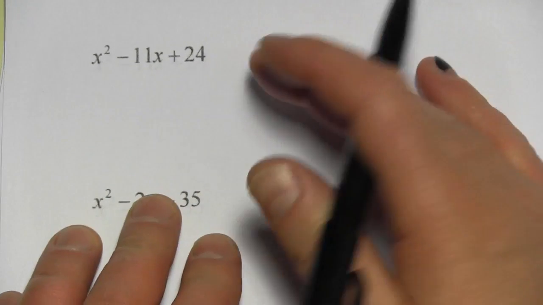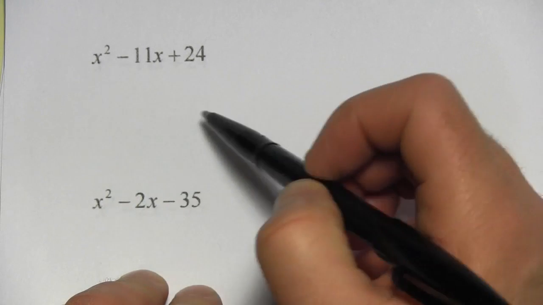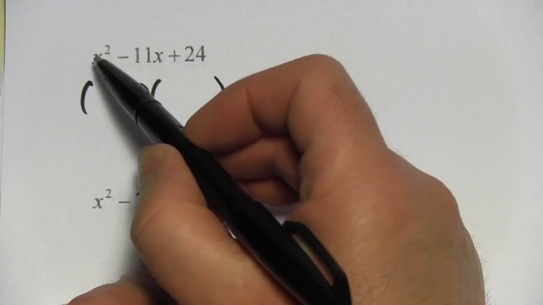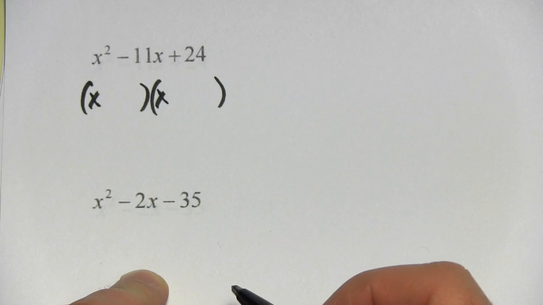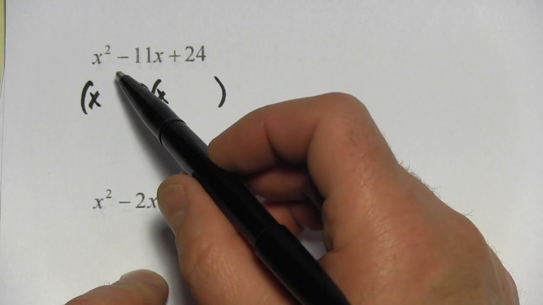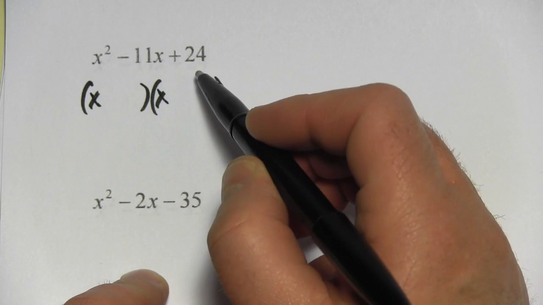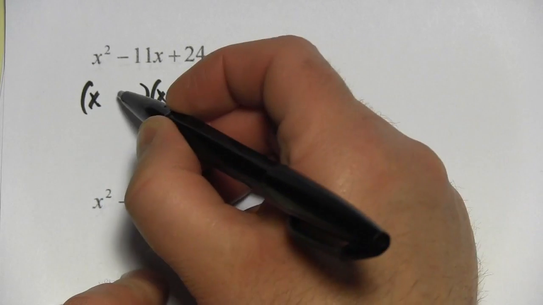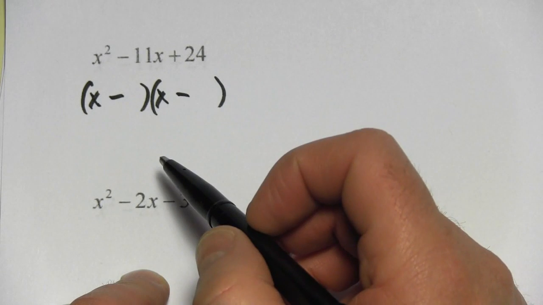Practice makes perfect. So here we have x squared minus 11x plus 24. Again, this is all in the right order, so I'm going to make my two sets of parentheses. X squared is our first term, so this has got to come from x times x. And then I've got a positive number at the end here, but I've got a negative number in the middle. So how can something multiply out to be positive and add up to be negative? The only way that can happen is if they're both negative.